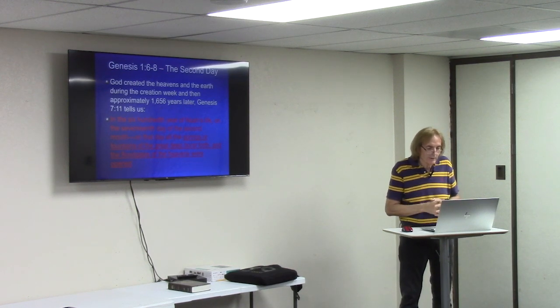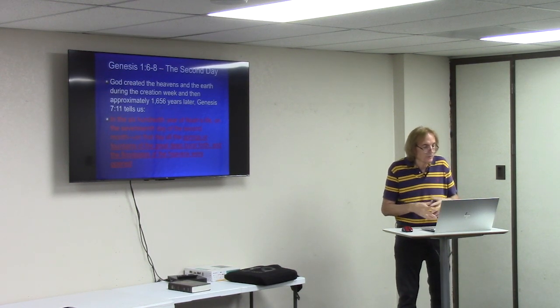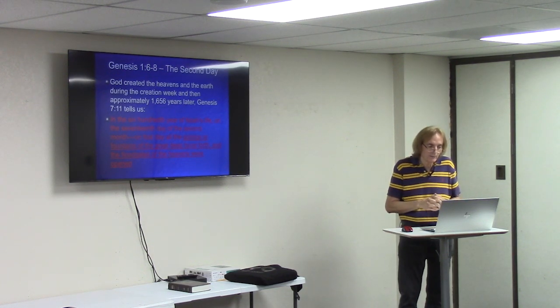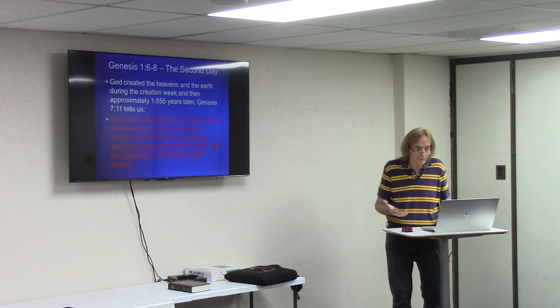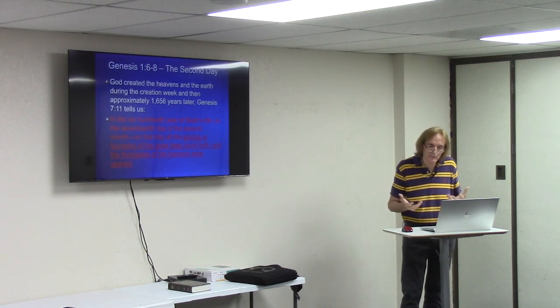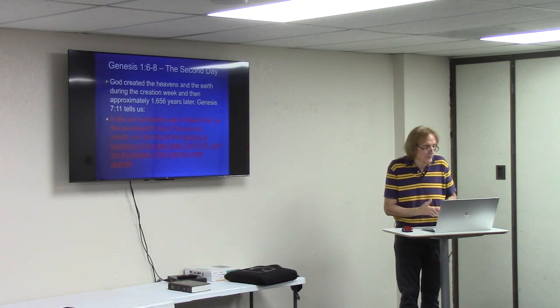The Bible states God created the heavens and the earth during creation week, and then approximately 1,656 years later, and that varies a little bit depending on which timeline you use, Genesis 7:11 again says that in the 600th year of Noah's life, on the 17th day of the second month, on that day the springs of the fountains of the great deep burst forth, and the floodgates of the heavens were opened. And then the very next verse, verse 12, states that the rain fell on the earth for 40 days and 40 nights. But we'll understand that word is not normal rain.